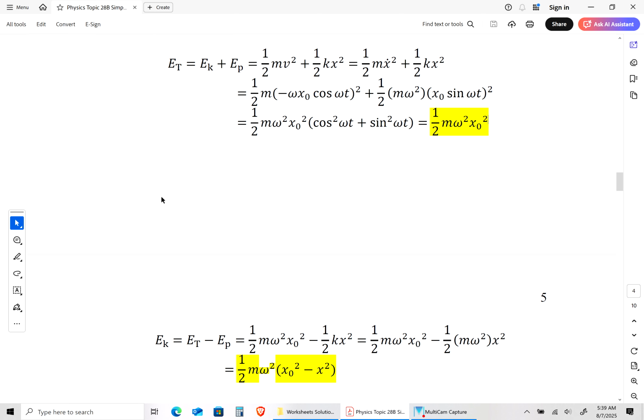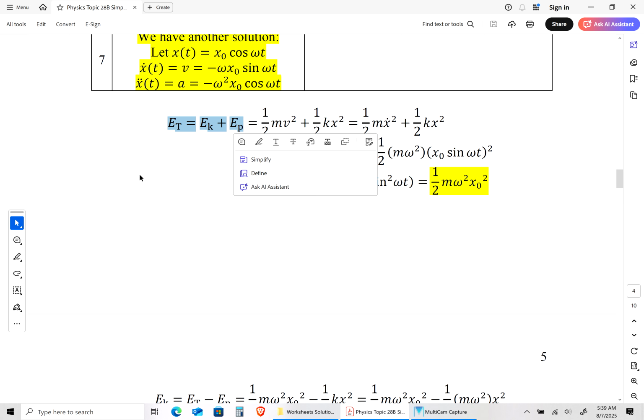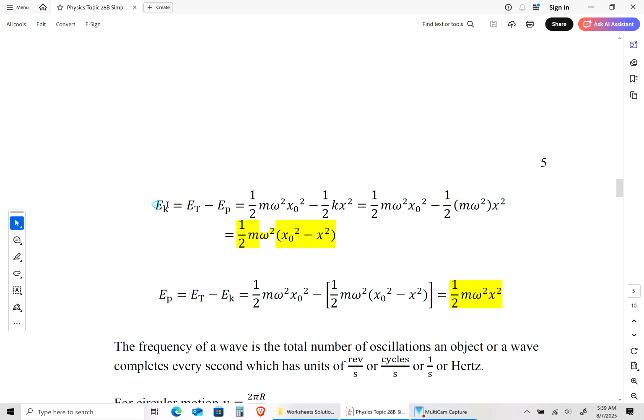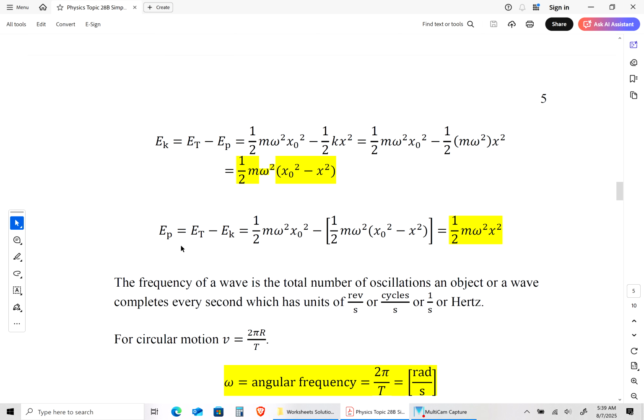Let's take this equation here and solve for kinetic energy. We get this. Then we get this. And finally, this is our equation for kinetic energy. Now let's solve for potential energy. We get this minus this. So now we get this. This is our equation for potential energy. This is our equation for kinetic energy. Okay.